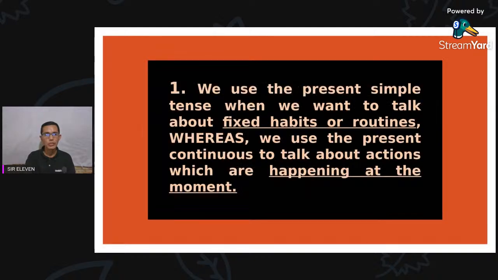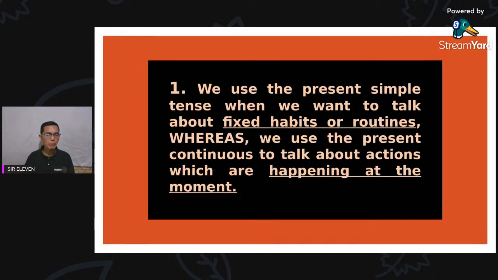Okay, so the first one: we use the present simple tense when we want to talk about fixed habits or routines, whereas we use the present continuous to talk about actions which are happening at the moment. So one major difference between the present simple and present continuous is to know their use and when to use it. The first use of the present simple tense is to talk about fixed habits or routines. In other words, we are talking about habitual actions.